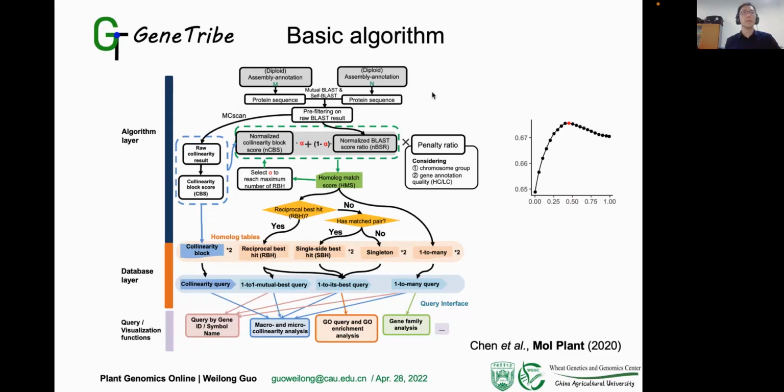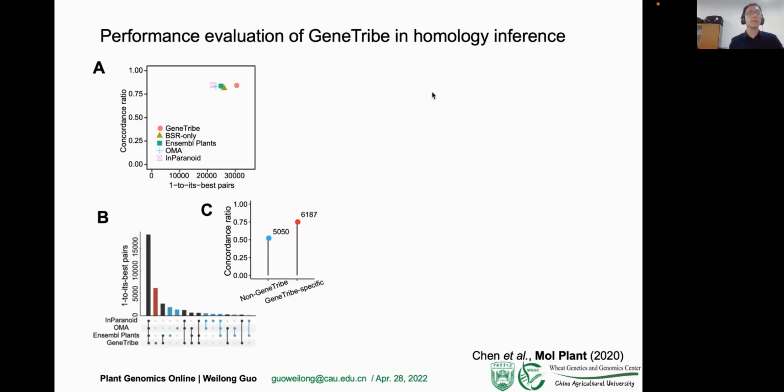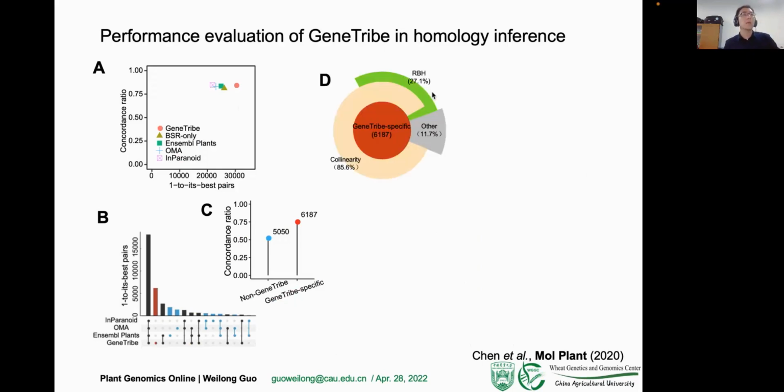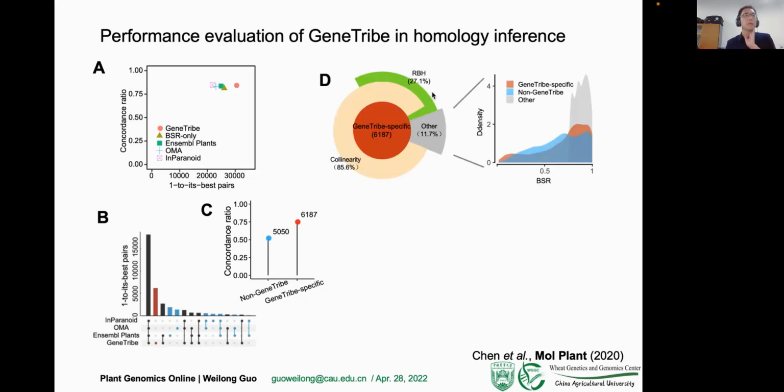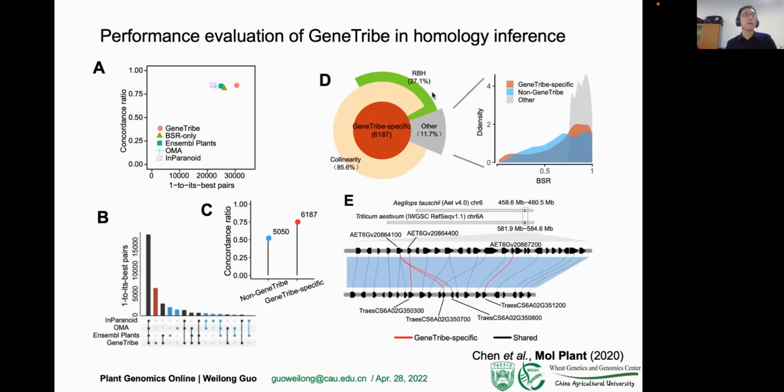These generated tables serve as the basis for the database construction and support further functions of homology query, analysis, and visualization. A systematic evaluation of the homolog inference performance has been done by comparing with other widely used tools and databases. Our method GenTribe has the highest record with comparable accuracy. More actual homolog pairs were inferred with support of collinearity and sequence similarity ratios. A case is shown here, where red lines indicate true homology pairs inferred by GenTribe but missed by other tools.